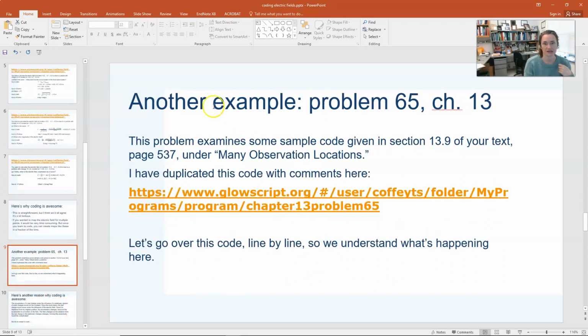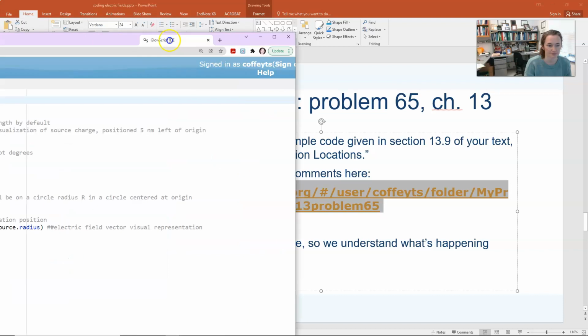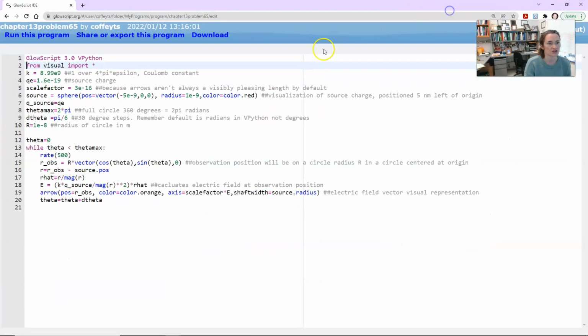I created another set of code, and this is for another problem in section 13.9 of your text, under the section on multiple observation locations, and I duplicated their code and added some comments in there. So this is that. Let me pull that code over here. So this is shown here. Now let me run it for you so you can see what I'm doing first, and then we'll go back and take a look at the code.